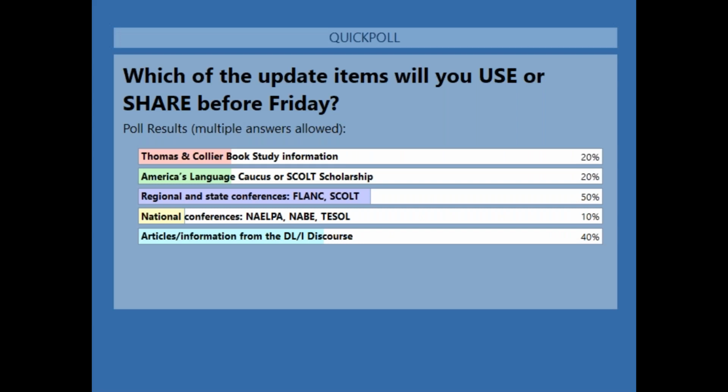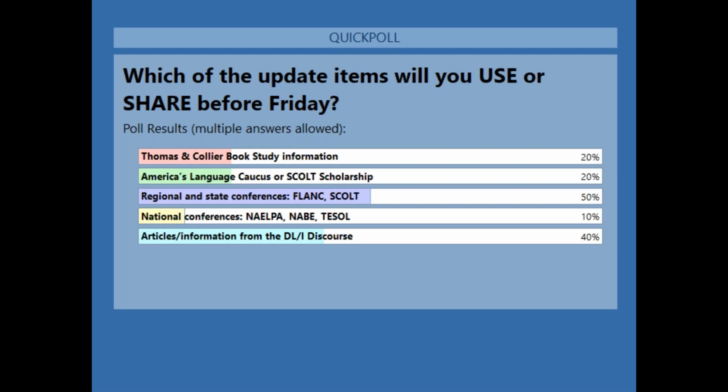It looks like 50% of you said you're going to look at the regional and state conferences coming up, either the FLANC Spring Conference or the SCOLT Conference, or it also looks like some of you are going to look at the national conferences, the NELPA, the NCBI, and the TESOL. About 20% each of you said you're going to look at the Thomas and Collier book study information in more detail, or the America's Language Caucus's information and the SCOLT Scholarship. And finally, 40% of you said you're going to look at the articles or information in the DLI Discourse. We encourage you to read that over the Thanksgiving holidays and into December.